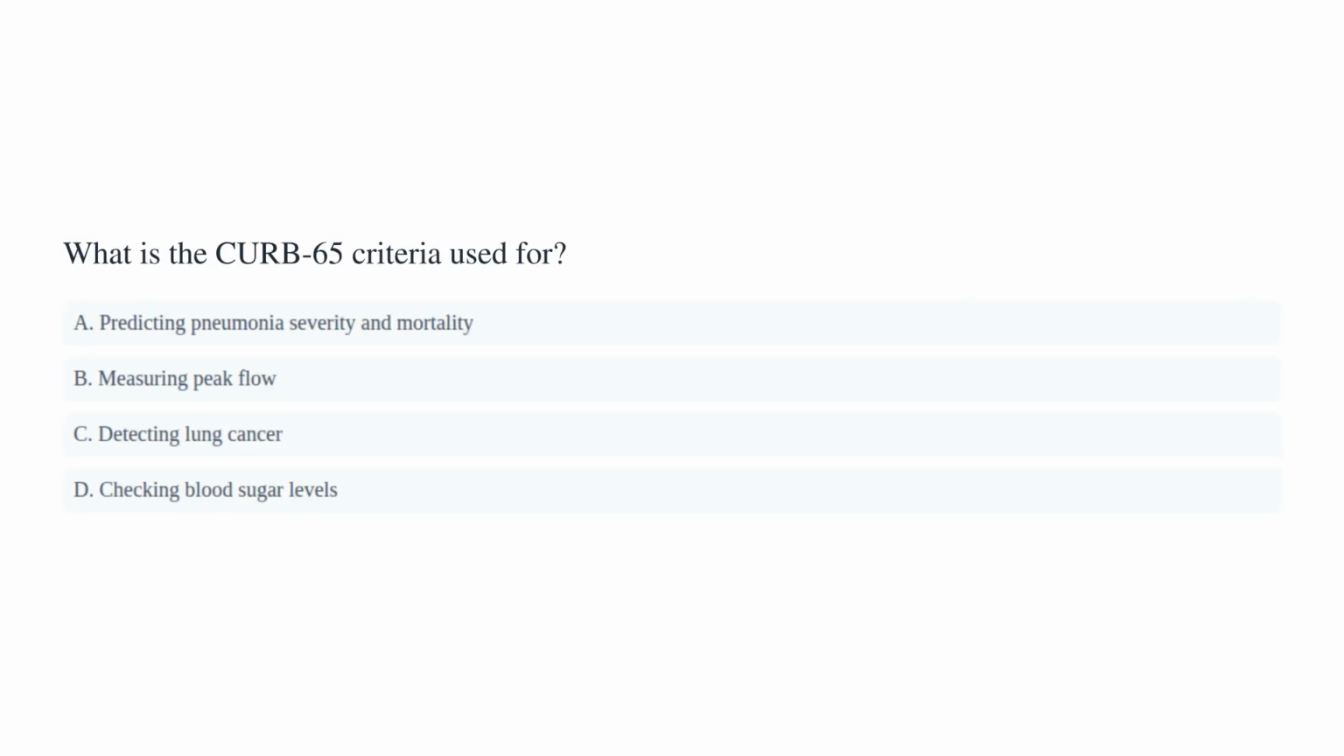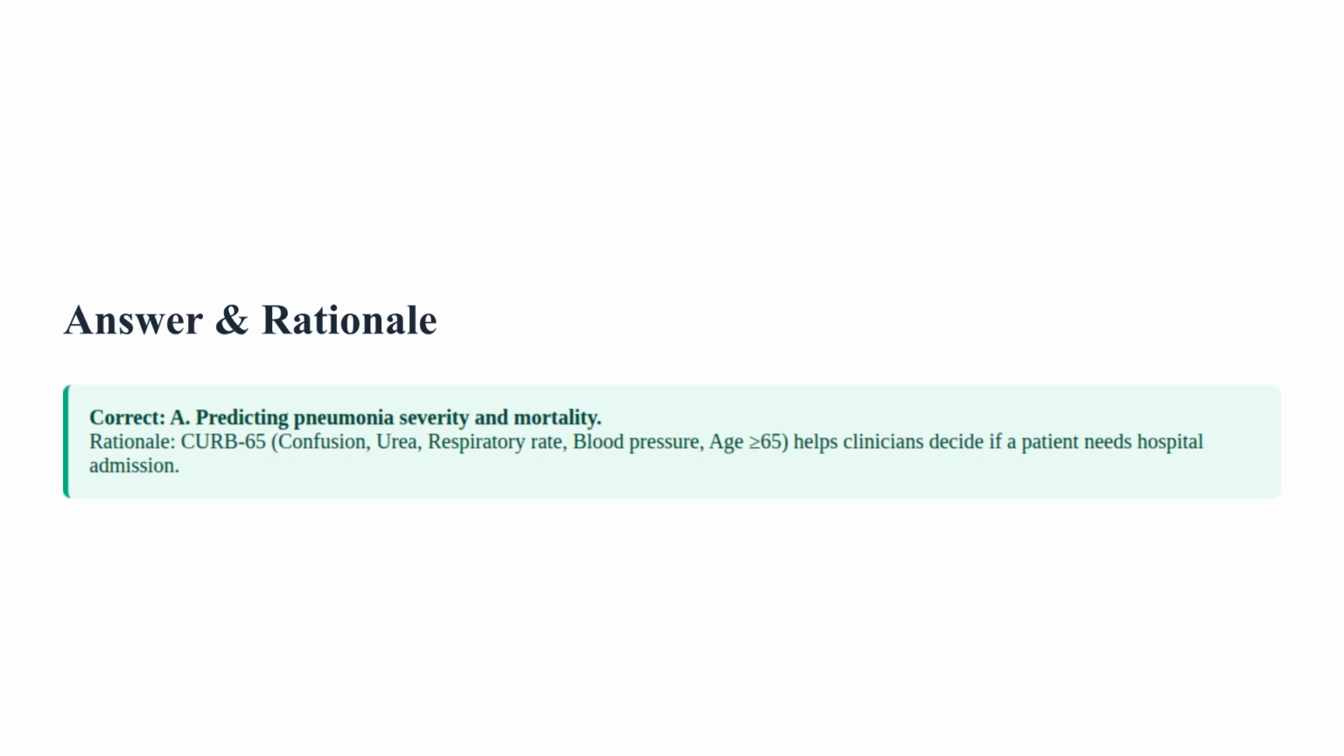What is the CURB-65 criteria used for? The correct answer is C, assessing the severity of pneumonia. The CURB-65 score helps determine the need for hospitalization and guides treatment decisions.